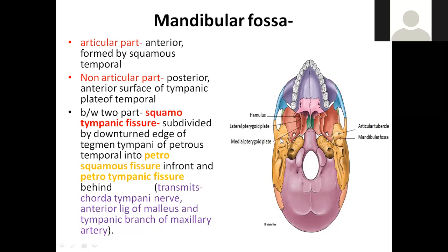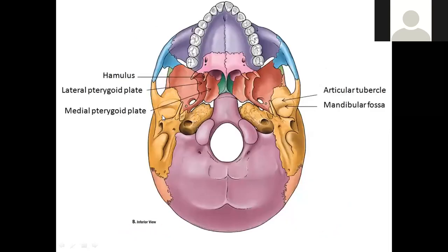You just observe in the skull bone, you may be able to find it anyhow. These are a few details nobody will ask you, but still I'm telling you: we have the squamotympanic fissure. If you go deeper inside, we have the petrotympanic fissure, and the petrosquamous fissure also. All these gaps will be transmitting certain structures like the chorda tympani nerve, maxillary artery, and anterior ligament of malleus. So this is all about the articular part and non-articular part.